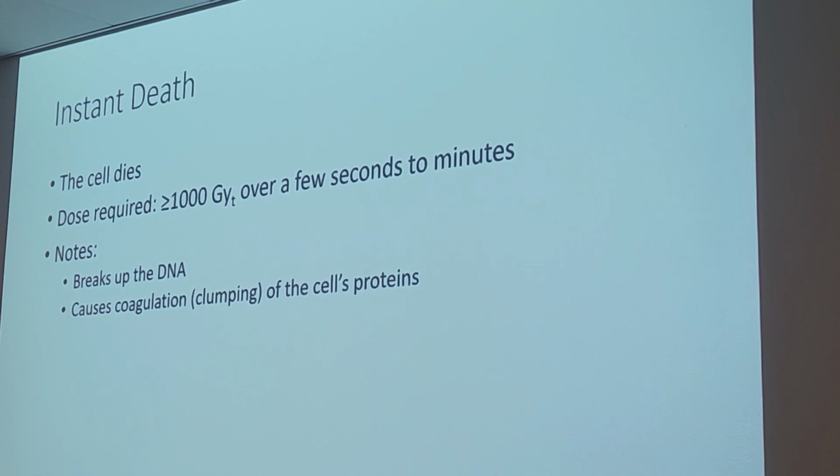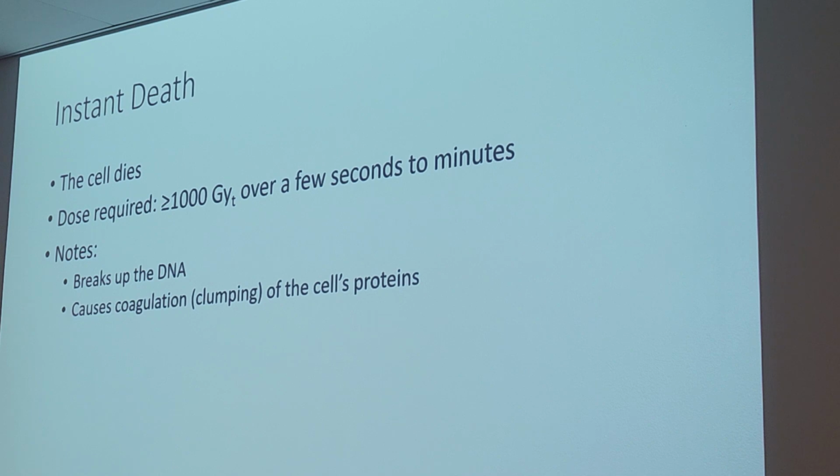There is so much radiation, it literally shreds the cell apart. The radiation breaks up all the chemical bonds, the cell turns into dust. It breaks up the DNA, the cell is shredded apart, and the proteins are just everywhere, they clump up, they coagulate. So instant death requires a lot of dosage. It requires like 1,000 gray delivered very quickly. More often than not, we are not just blowing up a cell with radiation, because we don't see such high doses.